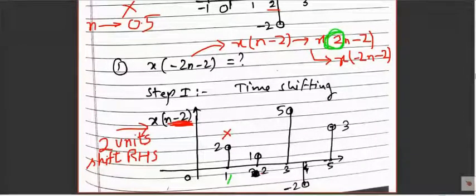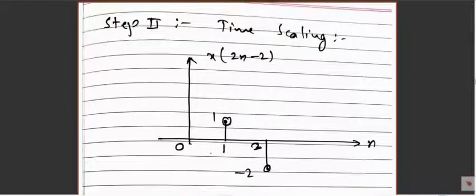2 divided by 2 is 1, which is allowed because 1 is an integer. 3 divided by 2 is 1.5, again not allowed. Fraction is not allowed, so this sample also gets deleted. 4 divided by 2 is 2, which is allowed. 5 divided by 2 is 2.5, again a fraction, not allowed. So these 3 samples get deleted after time scaling. We will be left with only 2 samples, present at 1 and 2. So this is the time scaled version of my signal.